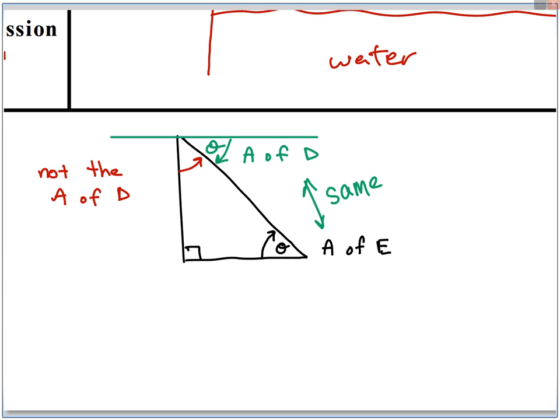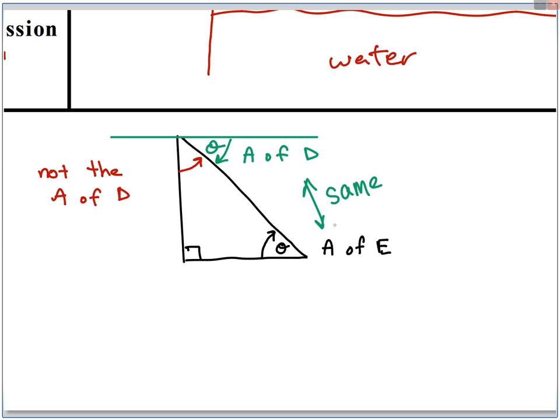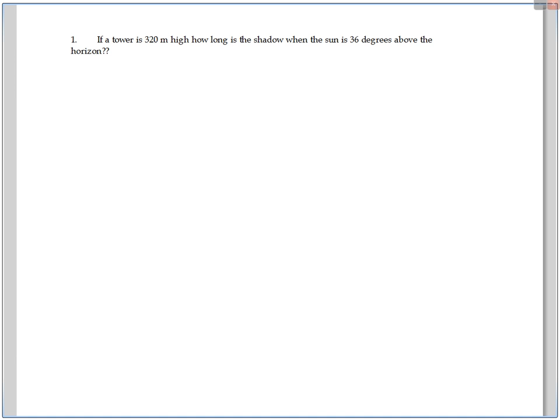Please remember this. This is like every semester. This is not the angle of depression, okay? If a tower is 320 meters tall, at the bottom of your page, I'm sorry if you wrote on this section, go ahead and do this problem now. If a tower is 320 meters high, draw a tower. There's your tower.